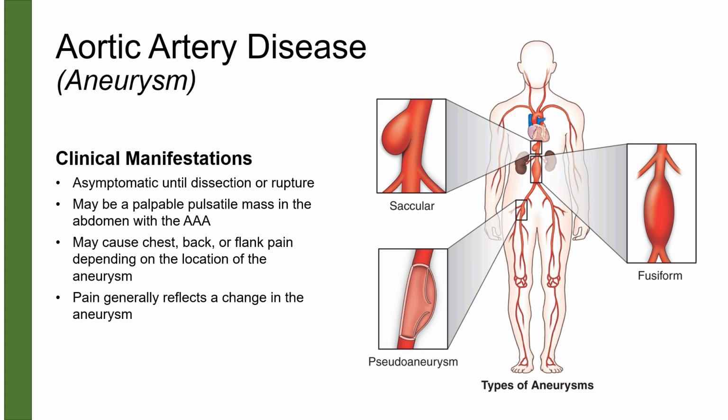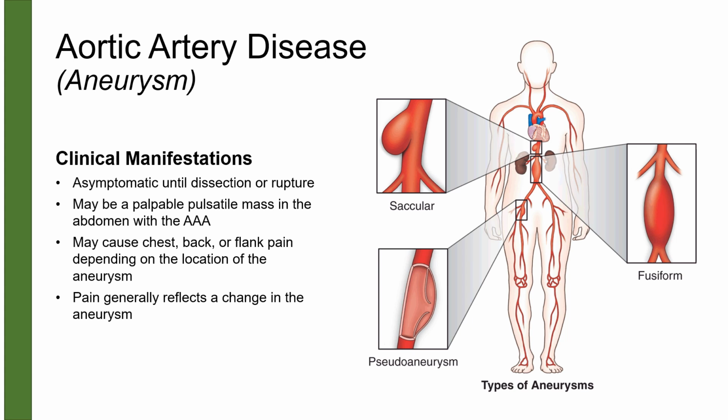So this one, you're not going to have any signs and symptoms unless it dissects or ruptures. You may be able to see a palpable pulsatile mass in the abdomen if you have an abdominal aortic aneurysm. So like if the patient's lying flat, you can kind of see in the abdomen below the xiphoid process, you can see a pulsation. That could be an aneurysm.